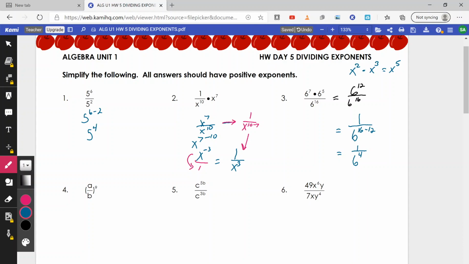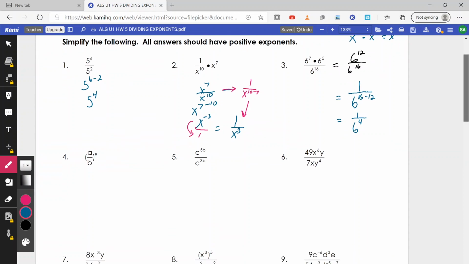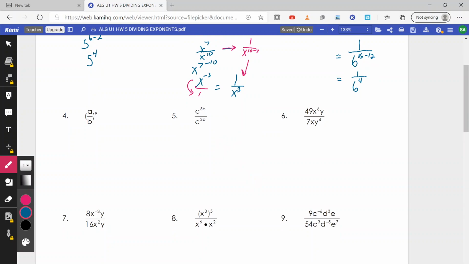And we can go throughout and whatnot. Number 4, a over b to the 9th. When it comes to dividing with two separate variables, in this case a and b, both of them are going to be raised to the power of 9. So a to the 9th and then b to the 9th. And this is as far as I can go because a and b are separate bases.